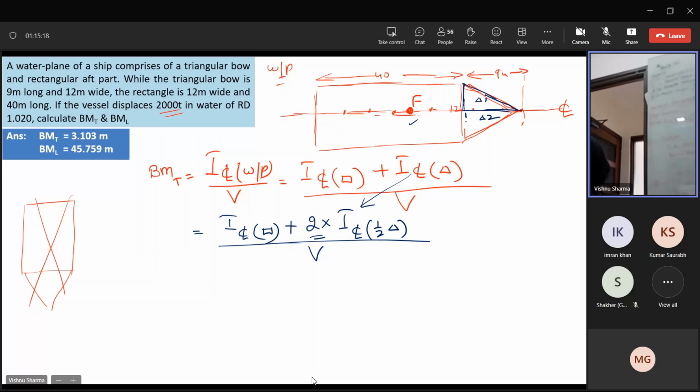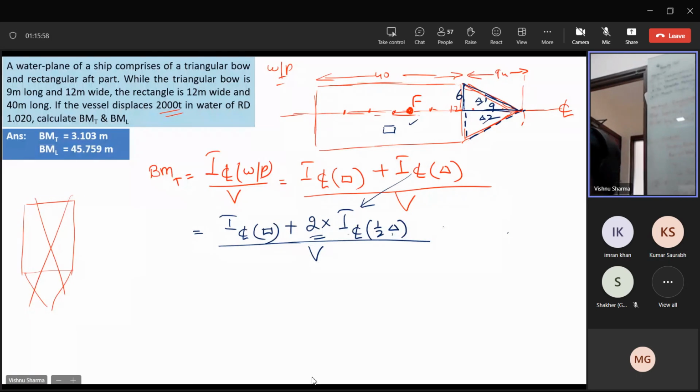What have I done? Instead of two, I have made it three shapes now: rectangle, triangle 1, triangle 2. So either I write ICL triangle 1 plus ICL triangle 2, or I can make ICL of half triangle multiplied by 2. Am I right, guys? Yes, sir. And in this triangle, this side will be 6 meters, half of 12, and this side is 9 meters. You already know 4.5 distance is 9 meters.